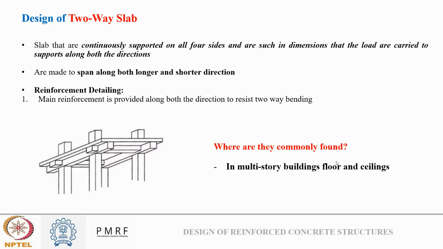Okay, so now we'll move into the discussion of two-way slab. So what are these two-way slabs? Here you can see in the diagram where the bending can happen in both directions. So we have support along all four sides. Slabs that are continuously supported along all four sides, and such in dimension that the load is carried to the supports along both directions. So what are those dimensions? Lx by Ly is less than 2.